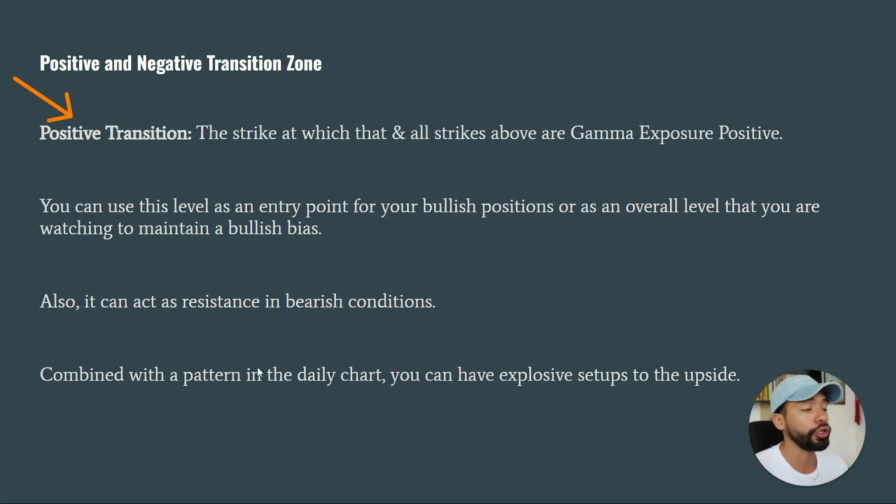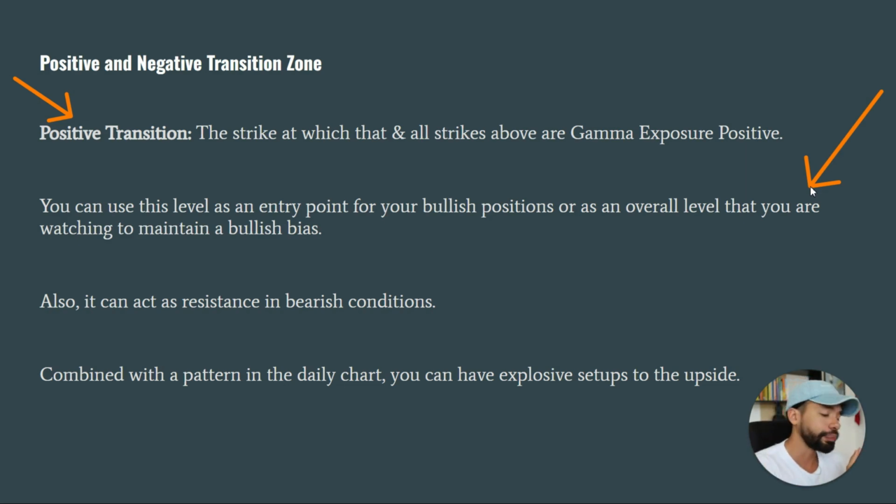So how can you actually use this zone? First of all, when you are right above that transition zone, you can use that level as an entry point. It's kind of like a breakout. As soon as you get above that level, you can consider that we're entering into this gamma positive exposure zone, so you can use that as an entry point.